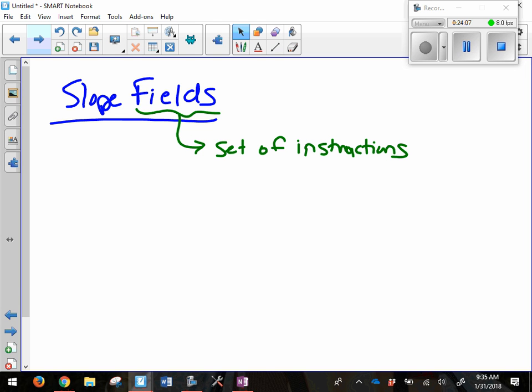The same thing works with a magnetic field. Have you ever used a compass? Everybody know what a compass is?